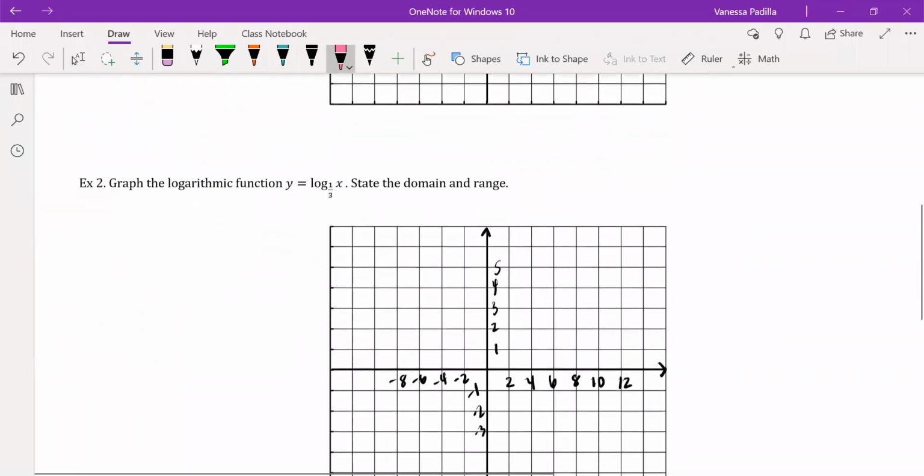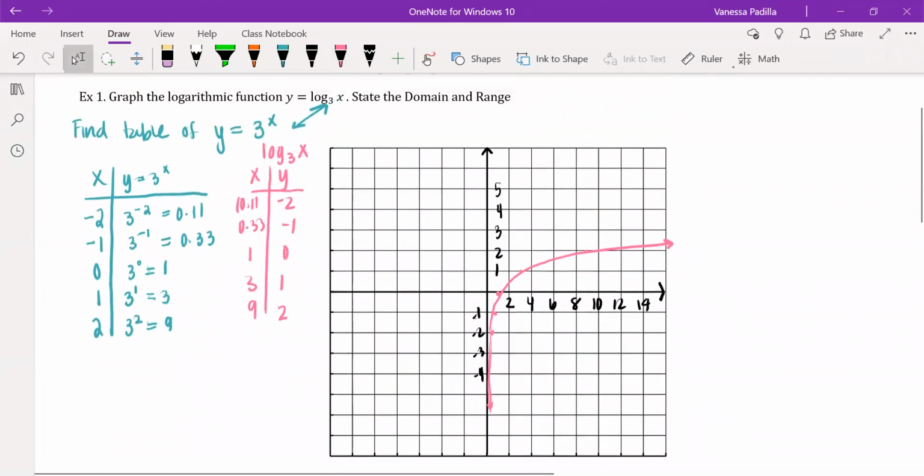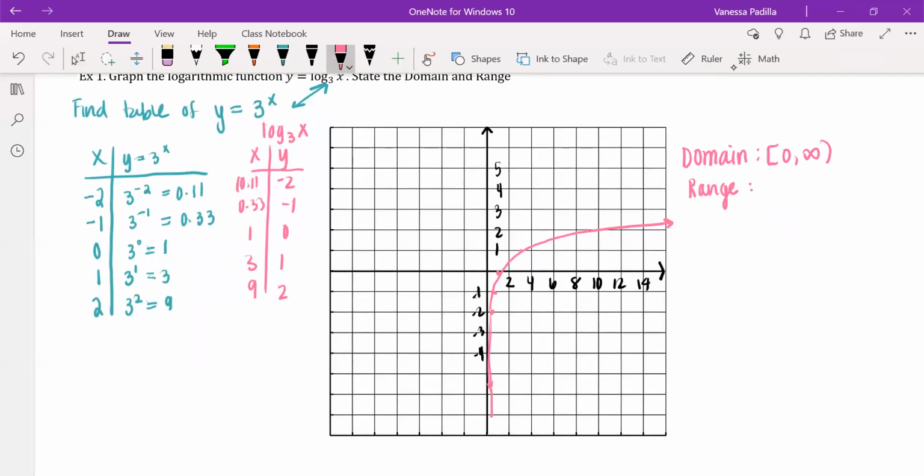All right, so the next one, we have graph the log. Oh, we forgot to state the domain and the range. Okay, so let's do the domain. So the domain in this case, it's going to start at 0, and it's going to go all the way to infinity. And the range, we're talking about the y values, which this is going to keep on going all the way to -infinity. And it's going to keep on going all the way up to +infinity.